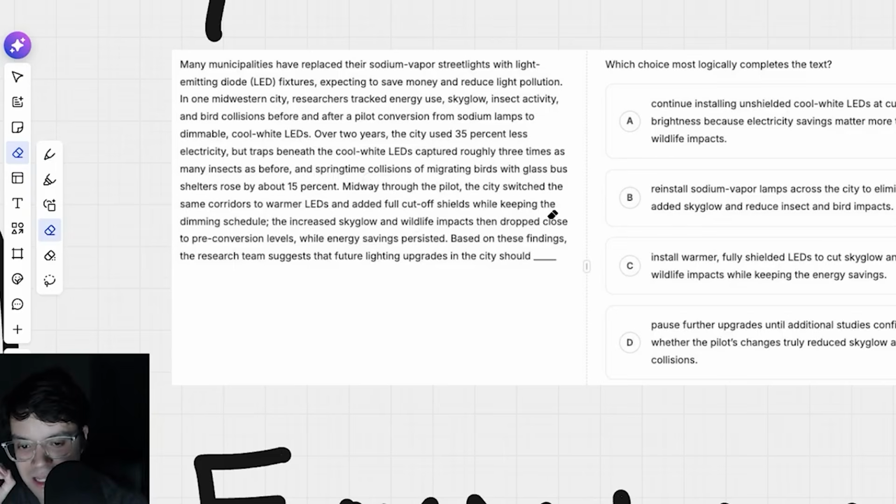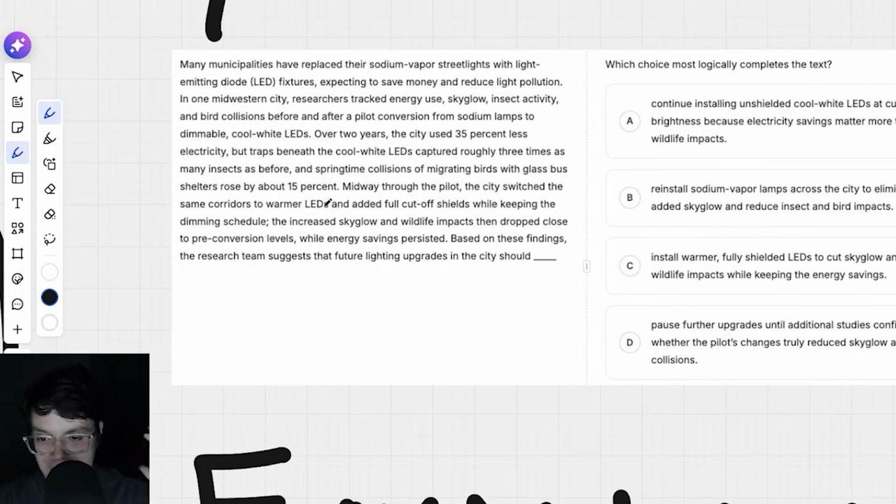Midway through the pilot, the city switched the same quarters to warmer LEDs and added full cutoff shields while keeping a dimming schedule. Okay, let me just summarize that part because, again, it's really complicated here. So midway through their experiment, they switched to warmer LEDs, so a different kind of light. They took the light that was in there, I'm imagining it again in my mind, and now they're replacing it with a different kind of light instead. And then they added full cutoff shields while keeping the dimming schedule.